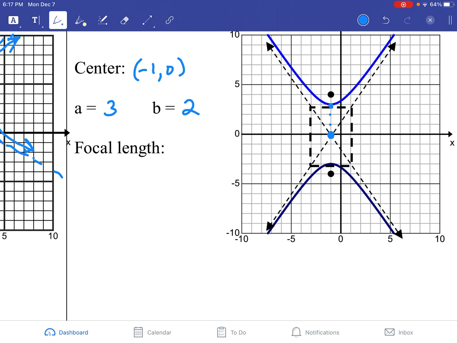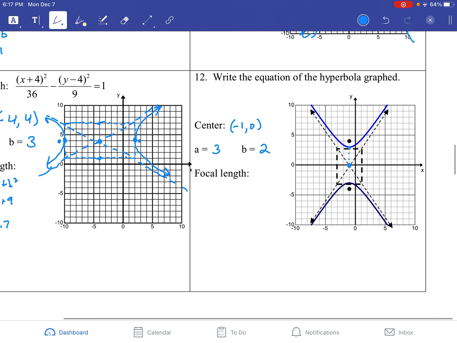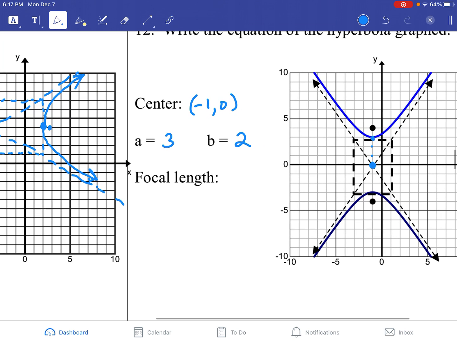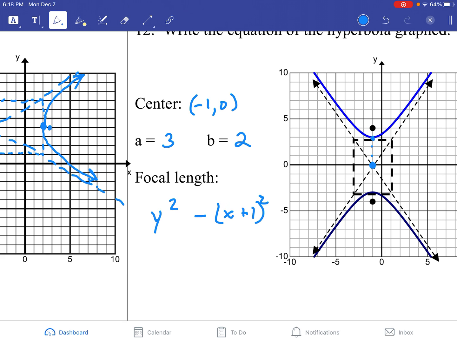Now, one of the things about this is because the graph is going up and down, that means y is positive and in front. The first two examples we saw for hyperbolas, the x was positive in front. That's why the graph went left and right. Now, because the graph's going up and down, the equation is going to start with y. So we're going to have y squared, there is no k, minus x plus 1 quantity squared. Make sure they have that equals 1 in there. That's an important piece of your equation.